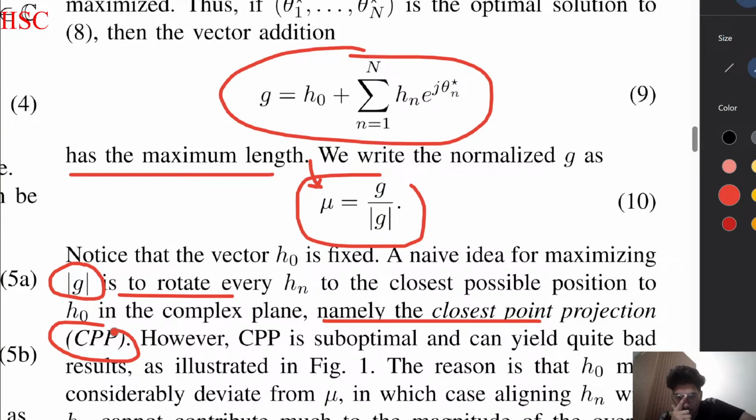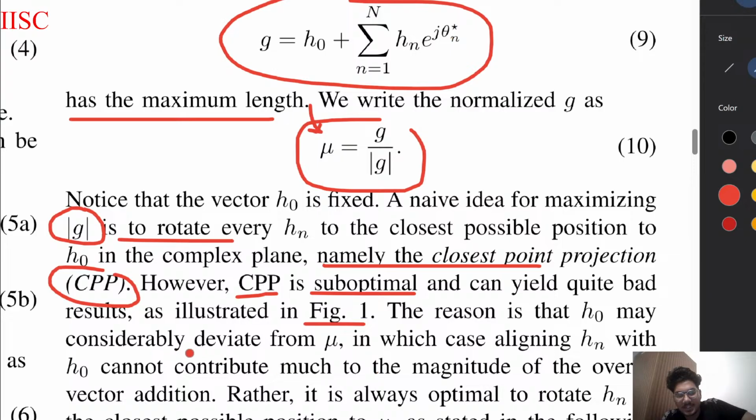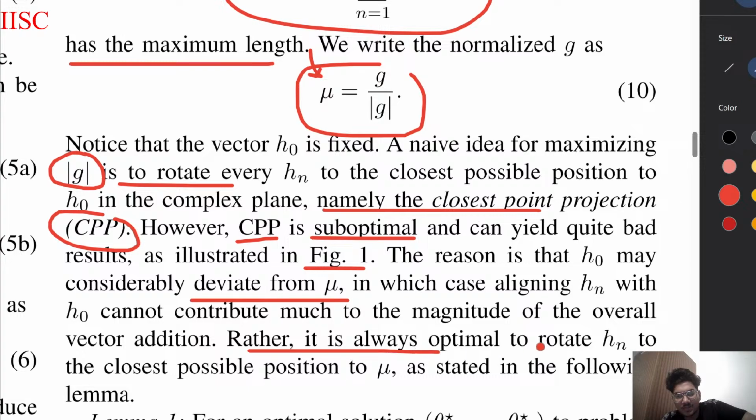CPP is suboptimal and can yield quite bad results, as illustrated in figure 1. The reason is that h naught may deviate considerably from mu, in which case aligning h n with h naught cannot contribute much to the magnitude of the overall addition. Rather, it is always optimal to rotate h n to the closest possible position to mu, as stated in the following lemma.